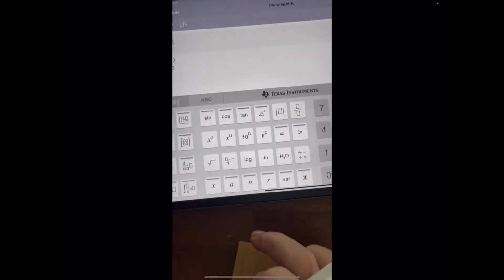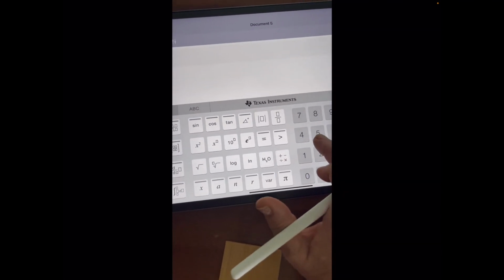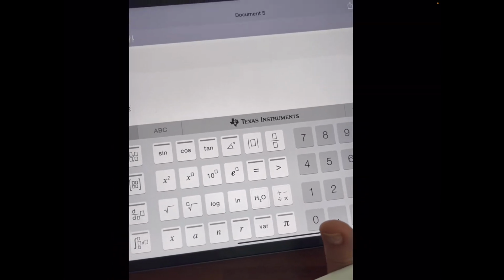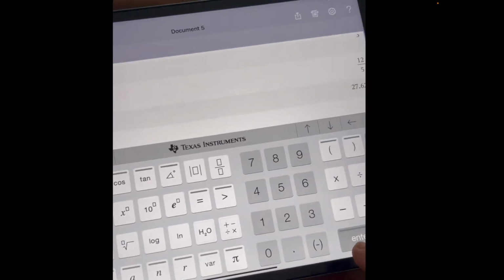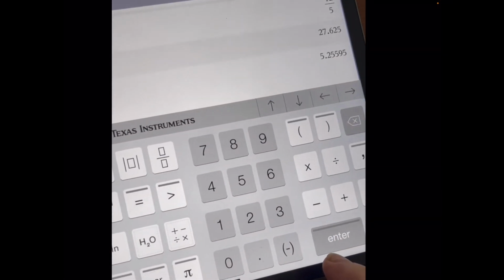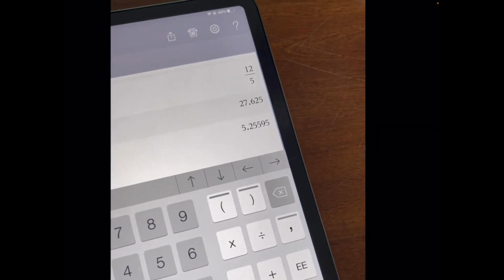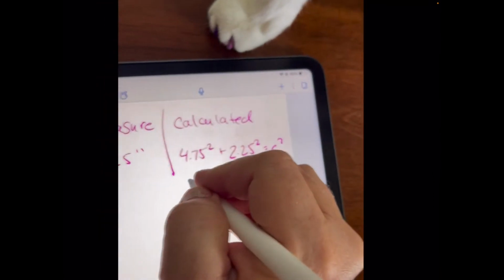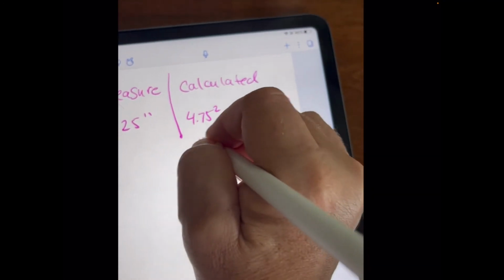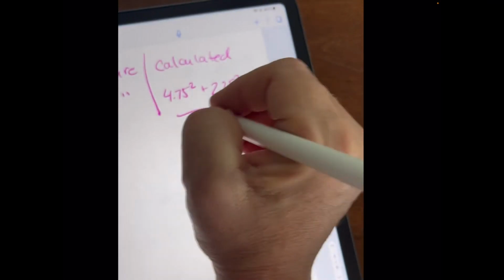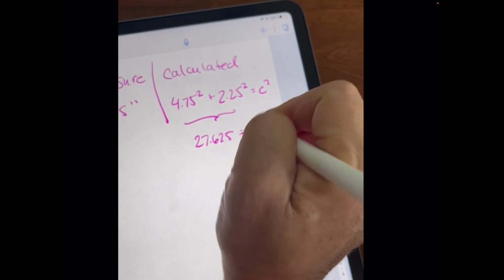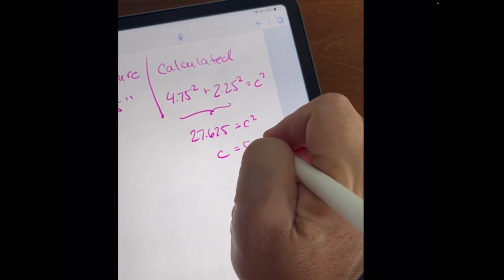On my calculator, I'm gonna say 4.75 squared plus 2.25 squared, and that gets me 27.625. I need to find the square root of that, and I'll tell you why in a second. I get about 5.26. The reason I did that was because, remember, we got 27.625, and my C is equal to 5.26.